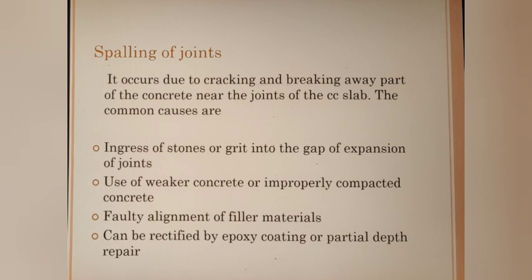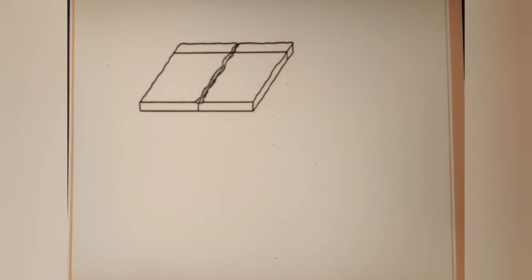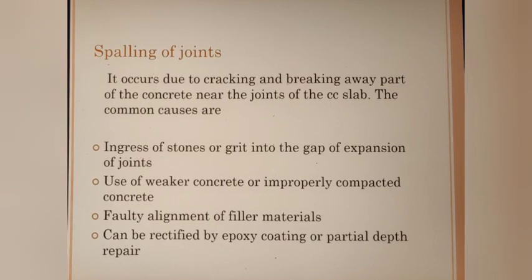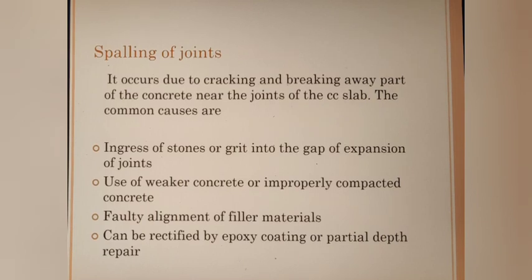Third type of failure is spalling of joint. Spalling is the breakdown of the slab near the edge. So here you can see the spalling of concrete. So the main reason is ingression of stone or grit into the gap of the expansion joint. Second reason is the usage of weaker concrete. Third one is the faulty alignment of the filler material used at the joints.